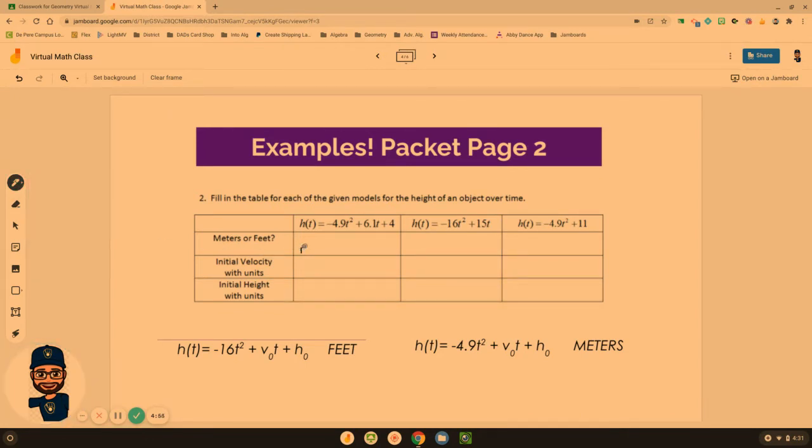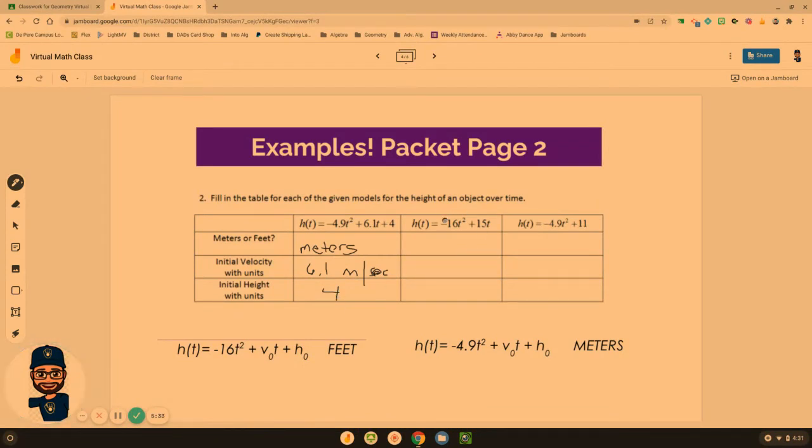Hopefully you remember, and I wrote them down below, this is representing something being measured in meters. What's the initial velocity? How fast is it being thrown? Well, that's this value v sub 0, which is directly in front of the t. So in this case, 6.1, and we say meters per second, typically. That's how fast it's going. And then its initial height. How far off the ground is it already? Well, that's the constant out here, h sub 0, so that would be 4.